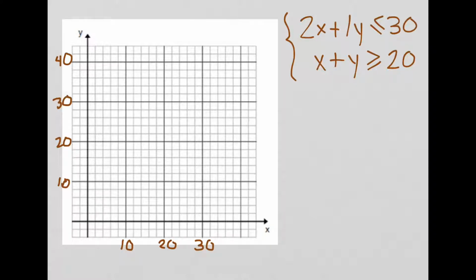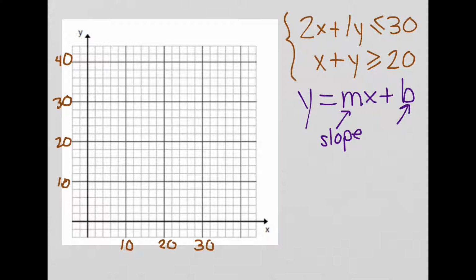Let's graph this. Well, there's a problem. Neither one of these inequalities is in graphable form right now. We like to graph things when they look like this: y equals mx plus b, where m is the slope and b is your starting point, your initial value, your zero term, your y-intercept. All those things are names that we have studied for b. Okay, let's take this first equation.